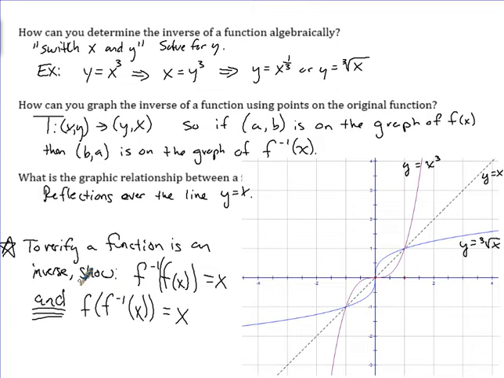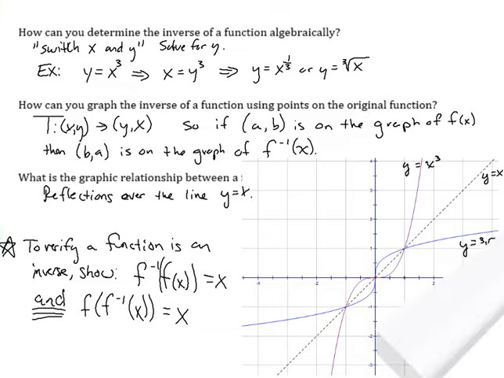Verifying that a function is an inverse. You need to show that f inverse of f of x equals x and that f of f inverse of x is equal to x. You have to show both, because we know that the composite of functions is not commutative, so we have to show that f inverse of f of x equals x. Yes, that might be true, but we also must show that f of f inverse of x equals x.